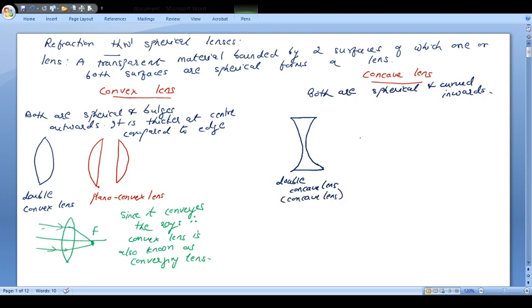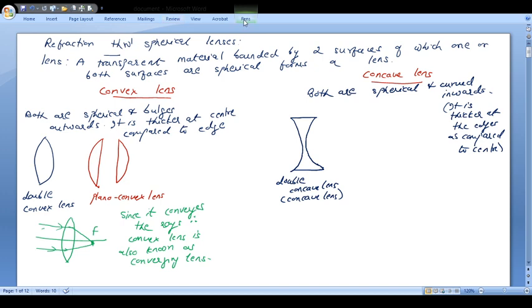You can see here that since it is bulging inwards, it is not bulging outward. Look, its bulge is on the inner side, and therefore it is thicker at the edges as compared to the center. These points will really help you if they ask you to differentiate between concave lens and convex lens.